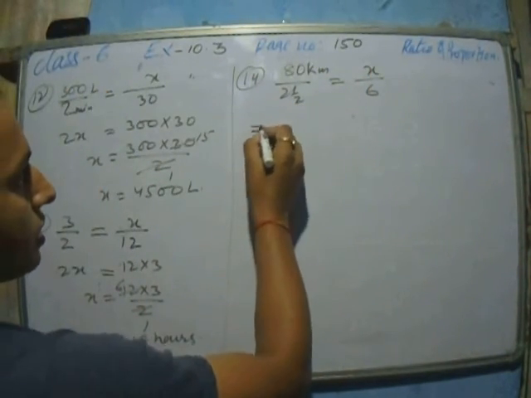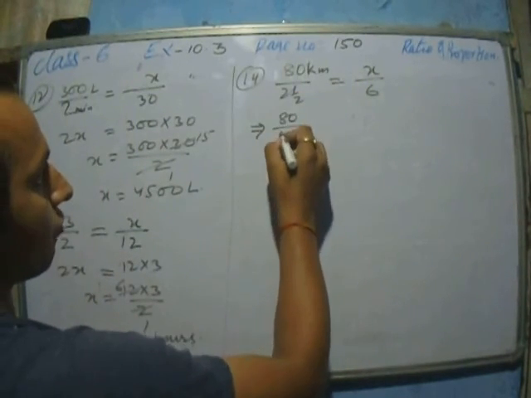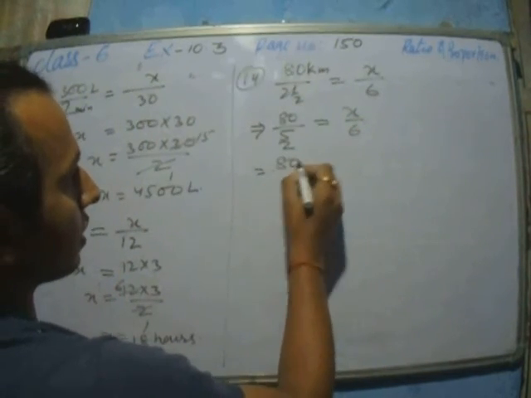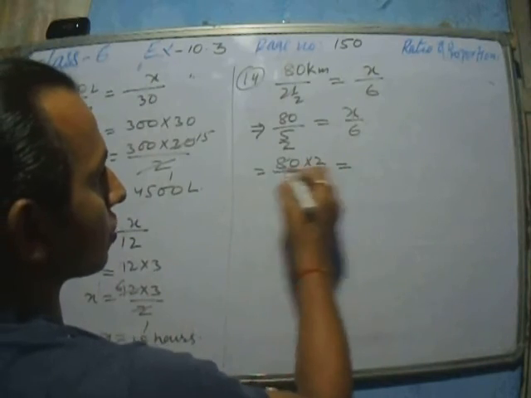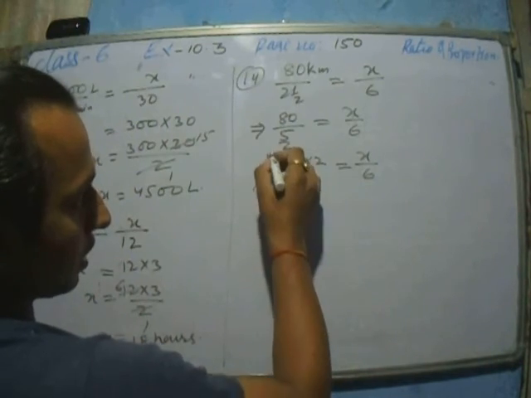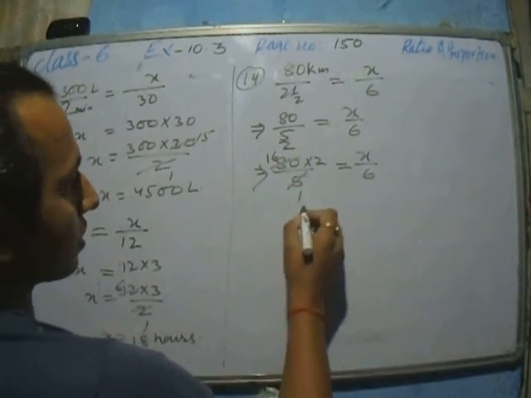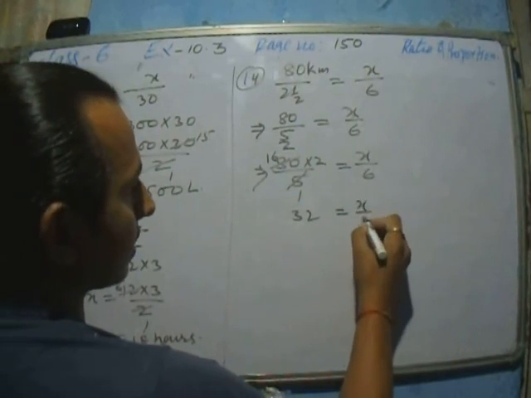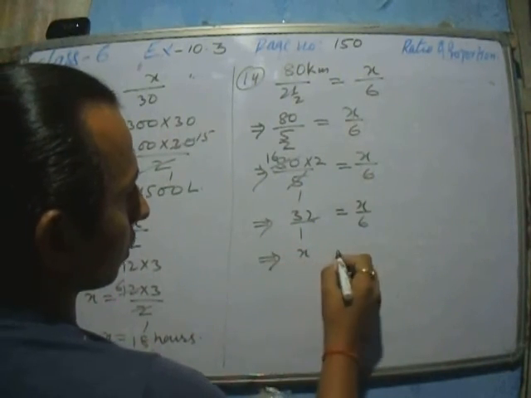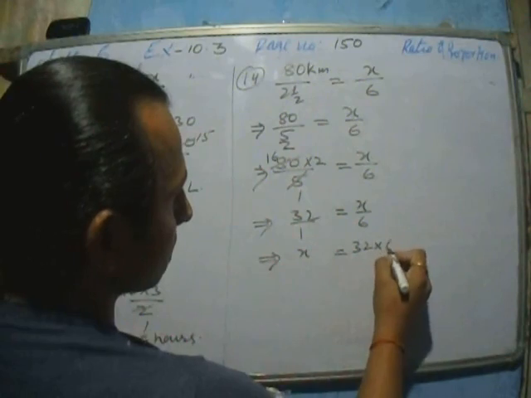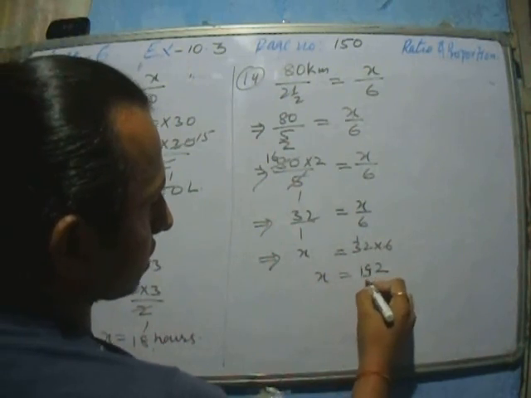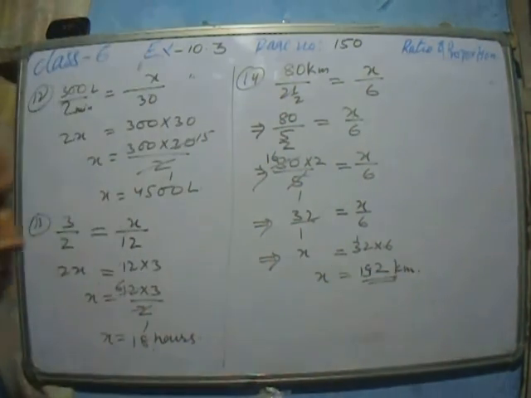So here first we need to convert this. So here 80, 5 by 2 will be equal to x by 6. Here again we will do reciprocal. 80 into 2 by 5 is equal to x by 6. 5 1s are 5, 5 6s are 30. So 16 2s are 32 is equal to x by 6. Now 1 into x is x. Then 32 into 6. So x is equal to 6 2s are 12, carry 1. 6 3s are 18 plus 1 is 19. So 192 kilometers it can travel in 6 hours.